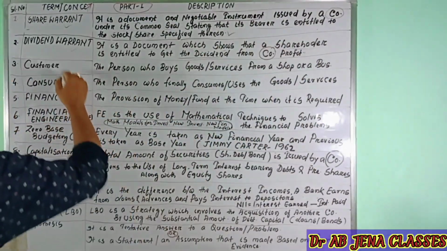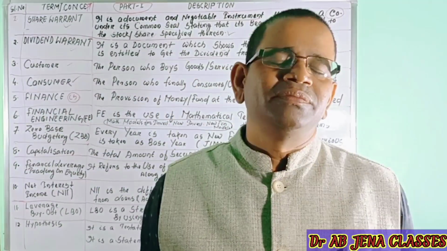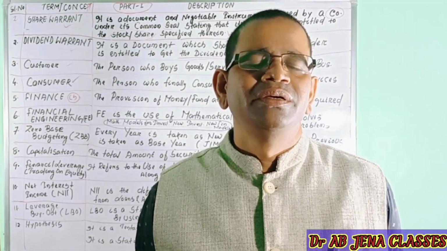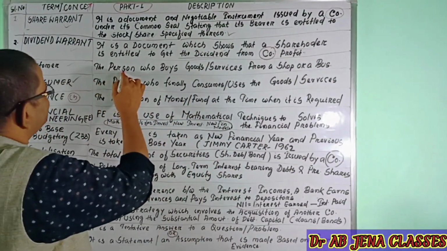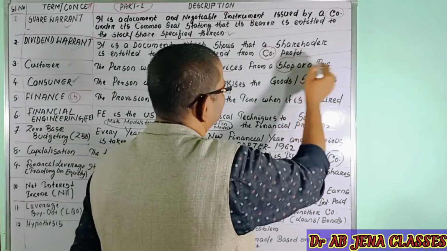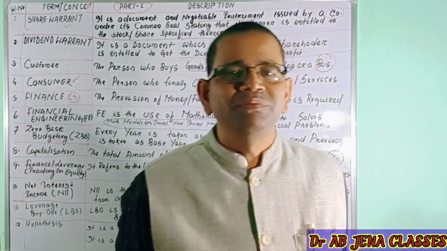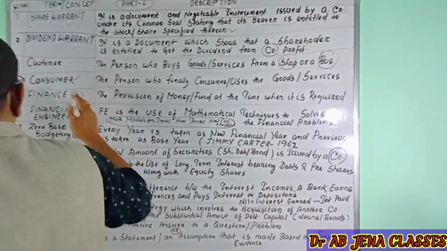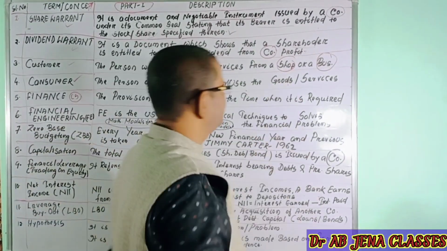The next one is customer and consumer. Always you will get this question, even in the interview board: what is the basic difference between a customer and a consumer? A customer is a person who buys goods or services from a shop or a business. The customer may be the user, that is, the consumer. What is the meaning of consumer? The person who finally consumes or uses the goods or services.